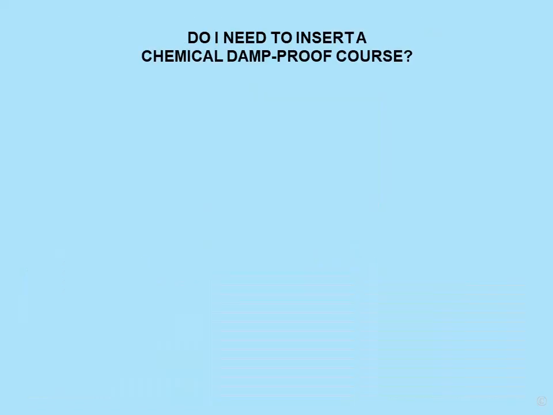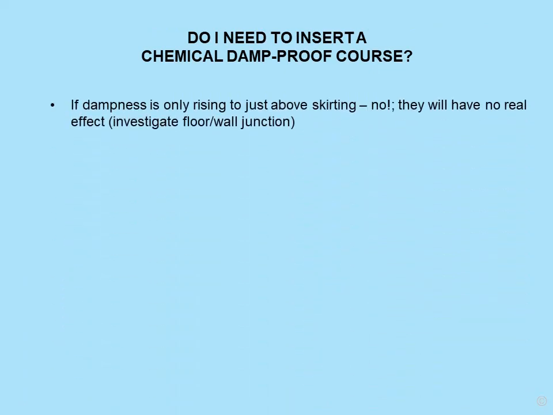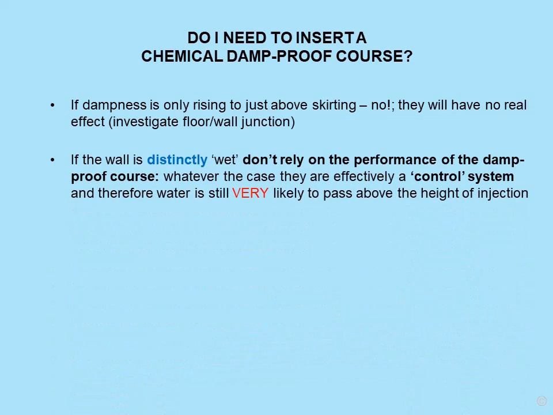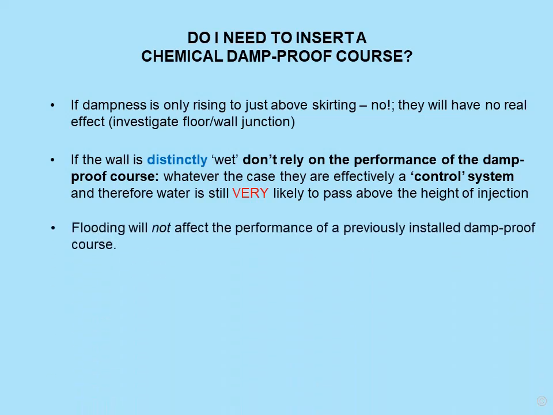The question that's always asked: do you really need to insert a chemical damp-proof course? If the dampness is only rising to just above skirting, no, they will have no real effect. If it's like that, then the answer is simply to investigate the floor-wall junction. If the wall is distinctly wet, don't rely on the performance of the damp-proof course. Whatever the case, they are effectively a control system, and water is still very likely to pass above the height of the injection.